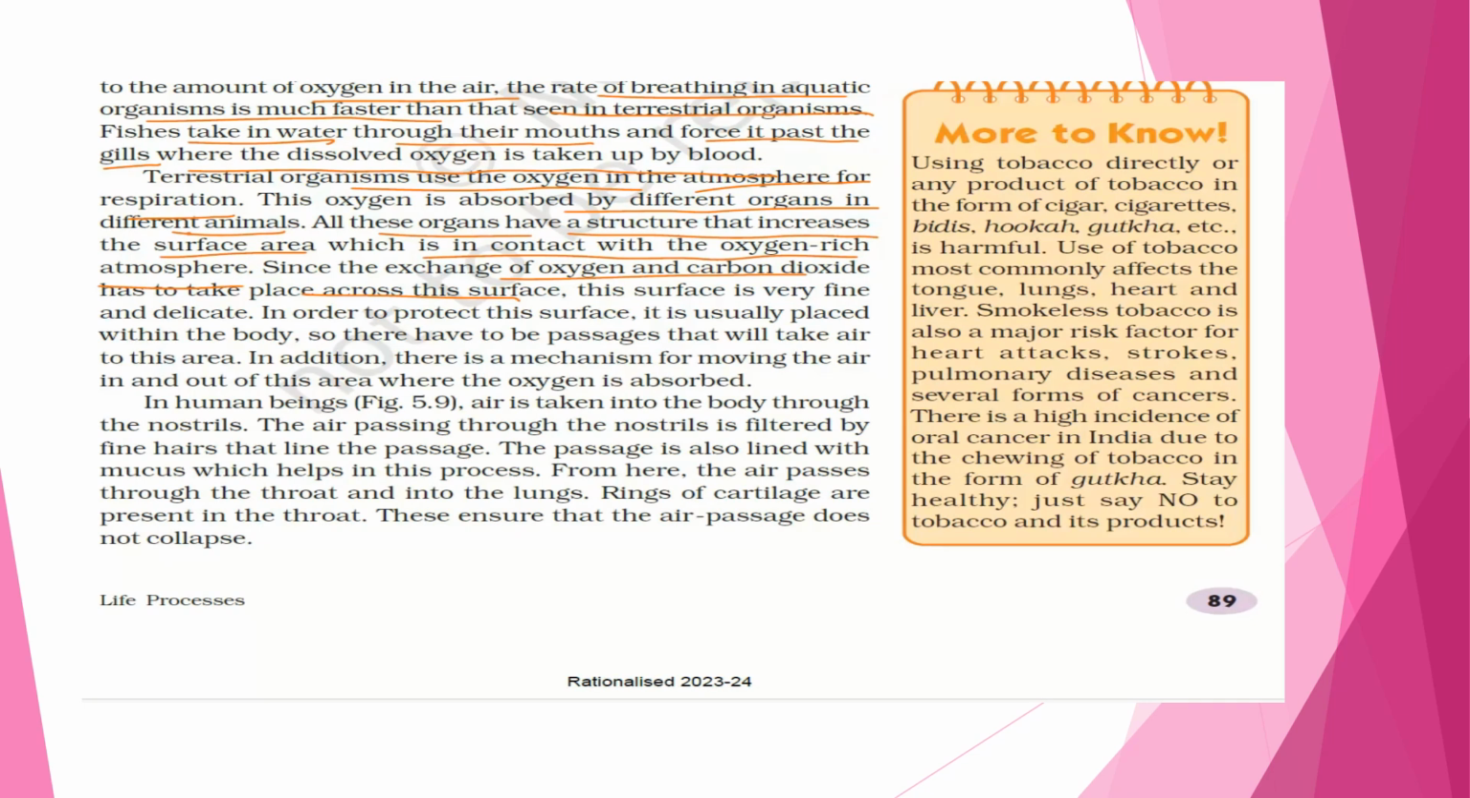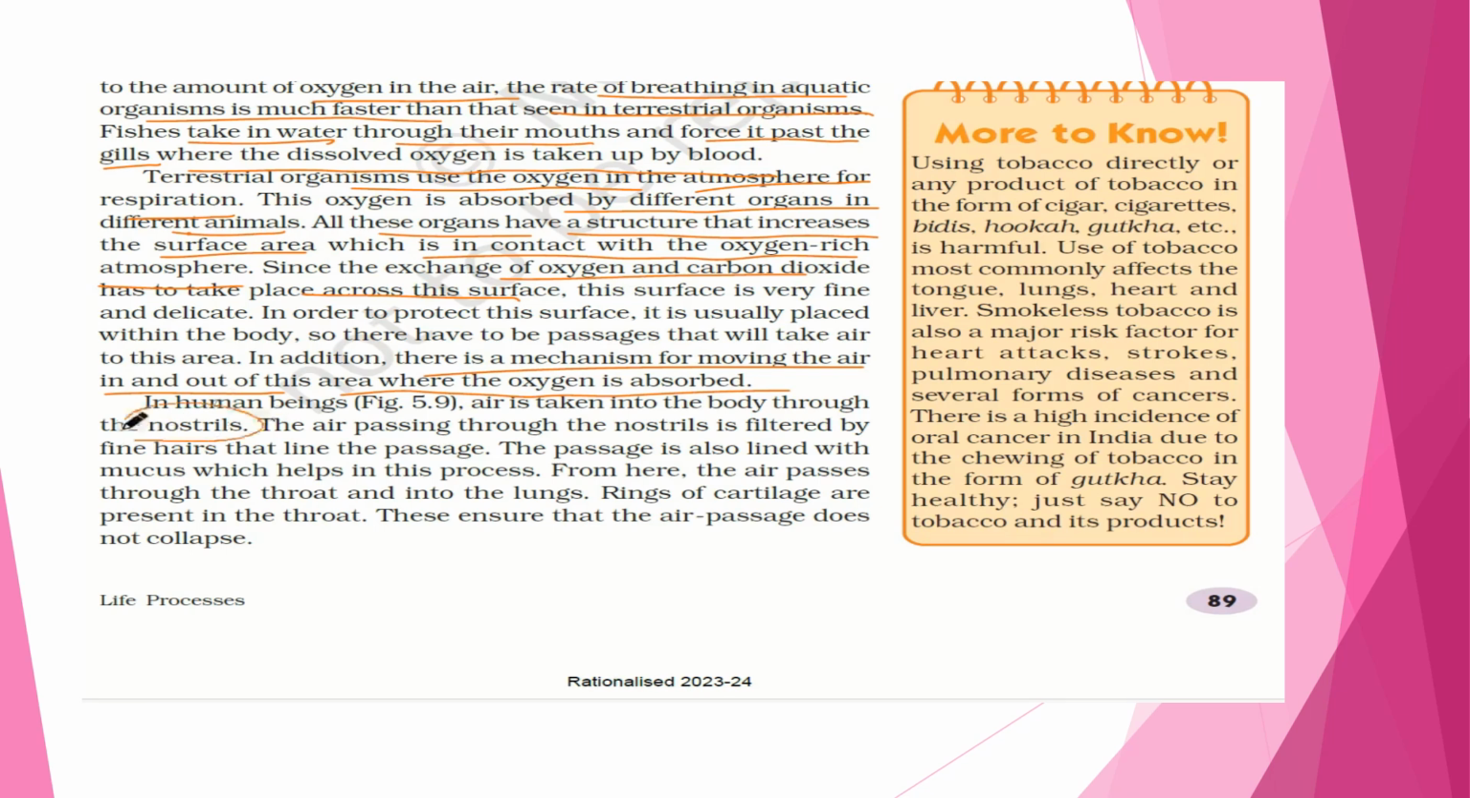So there is an organ inside our body or any other terrestrial animal's body, where the air should be taken in by some organs. There is a mechanism of moving the air in and out of this area where the oxygen is absorbed. In our body, oxygen is absorbed in the lungs. So there is a full structure, from the atmosphere directly to the lungs, by which the oxygen is carried. We are going to discuss that. Today's topic is the structure of the lungs, or the structure of the respiratory system.